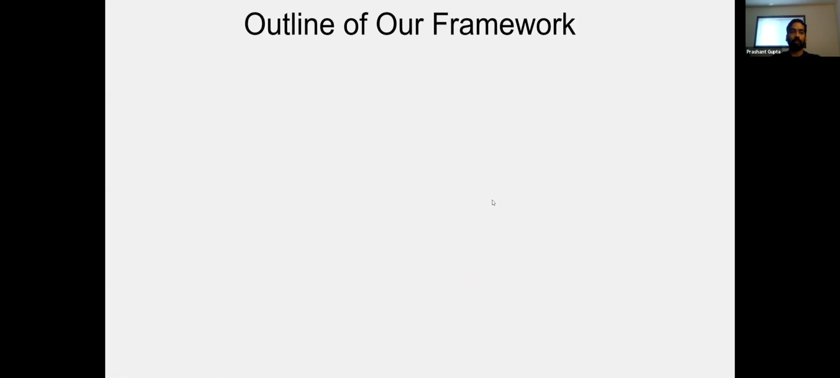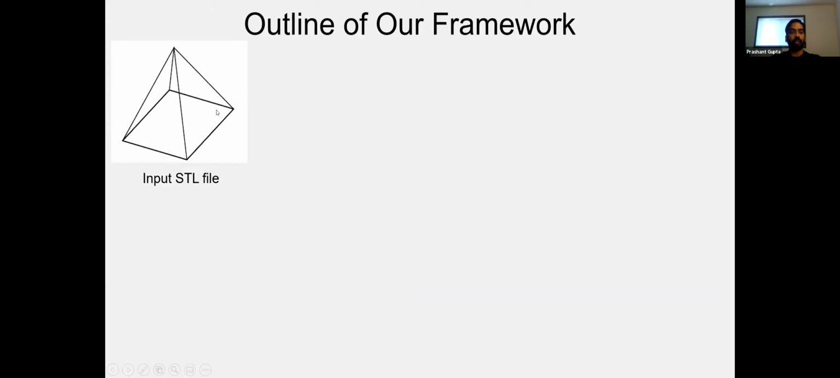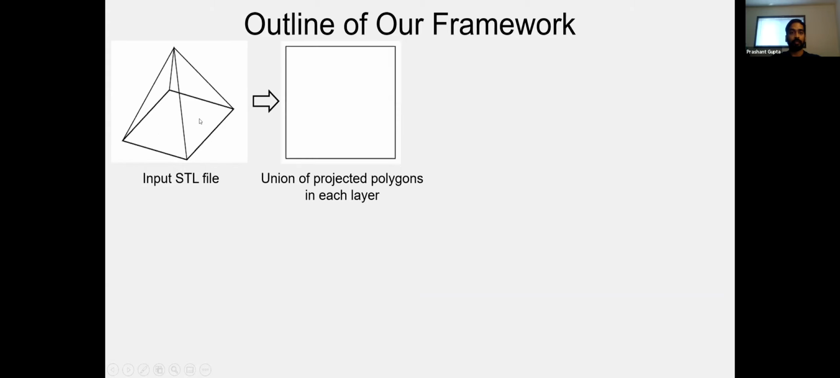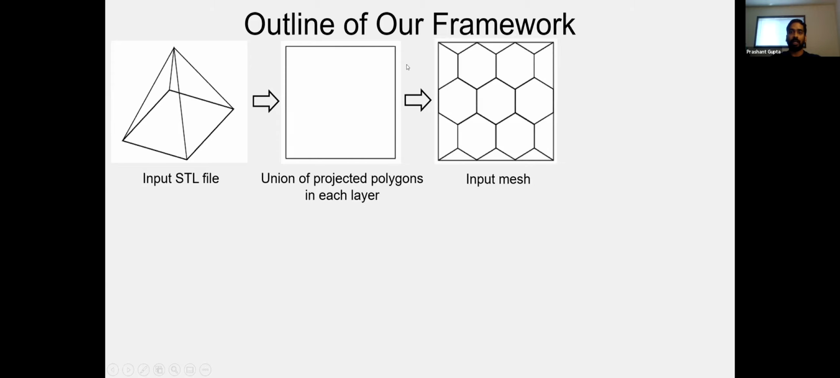So I'm going to give you now an outline of our framework, how we implemented various things and how they connect with our work. So the input is the STL file. Then we find the polygon for each and every layer. Once we have these polygons, we project them to the base and take the union of them. In the case of a pyramid, you can get a rectangle or a square, for instance. Then we can apply any meshing tool which exists and mesh it using that. In our case, we are using hexagons.